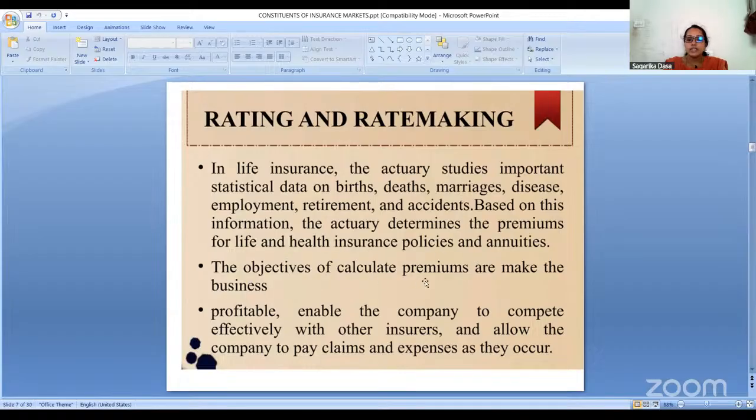The objective of calculating premiums is to make the business profitable. The main reason why we are calculating the premium is to make the business profitable, to enable the company to compete effectively with other insurers, because in the insurance market we don't deal with one insurer, we deal with different types of insurers. Hence there will be a competition between insurance companies. Hence with the help of these calculations of premium, it is easy for the company to compete with the other insurers effectively and allow the company to pay claims and expenses as they occur.